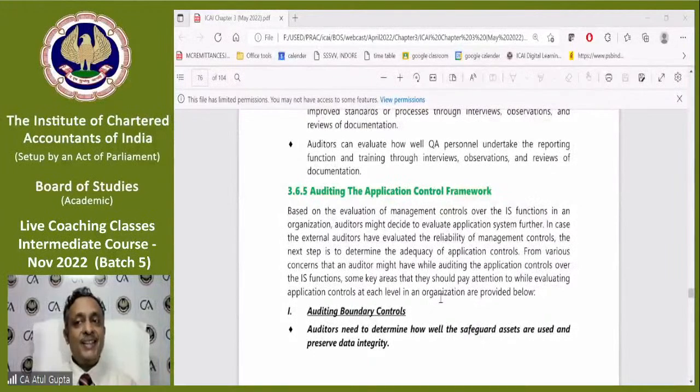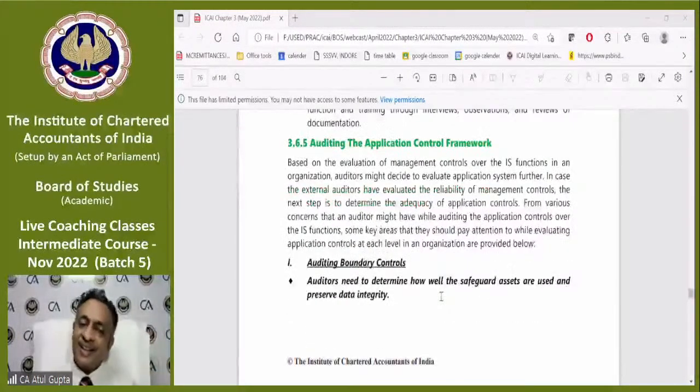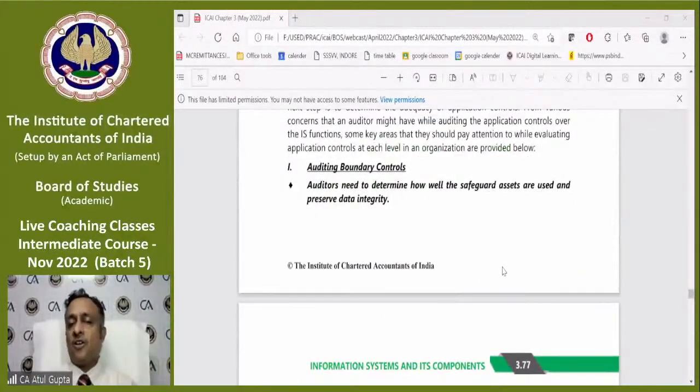Auditor. So control exists, working effectively. So this is going to be easy. You take the control list from the module, the previous part of the chapter, and see whether it is working properly or not. So I'll read one in more detail. Let us say boundary control. Boundary control is what? Entry to system, passwords, boundary controls.